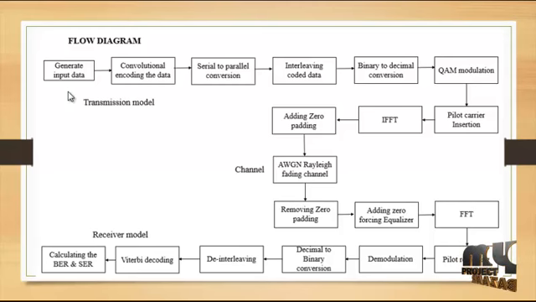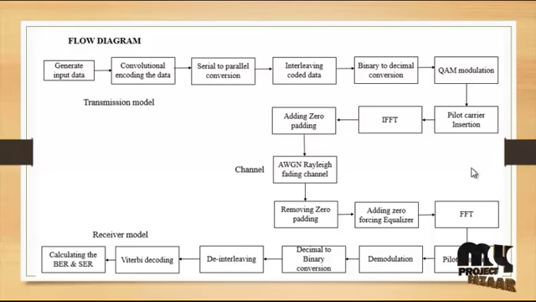parallel conversion. In the serial to parallel conversion step, the serial bit stream is converted into parallel, and then the coded data is interleaved. Here we are using interleaving for the serial to parallel converted data, and then binary to decimal conversion. All the values in the binary streams are converted into decimal. Here we are using QAM modulation, that is quadrature amplitude modulation, and compared to the other modulation techniques, QAM is best and efficient also.